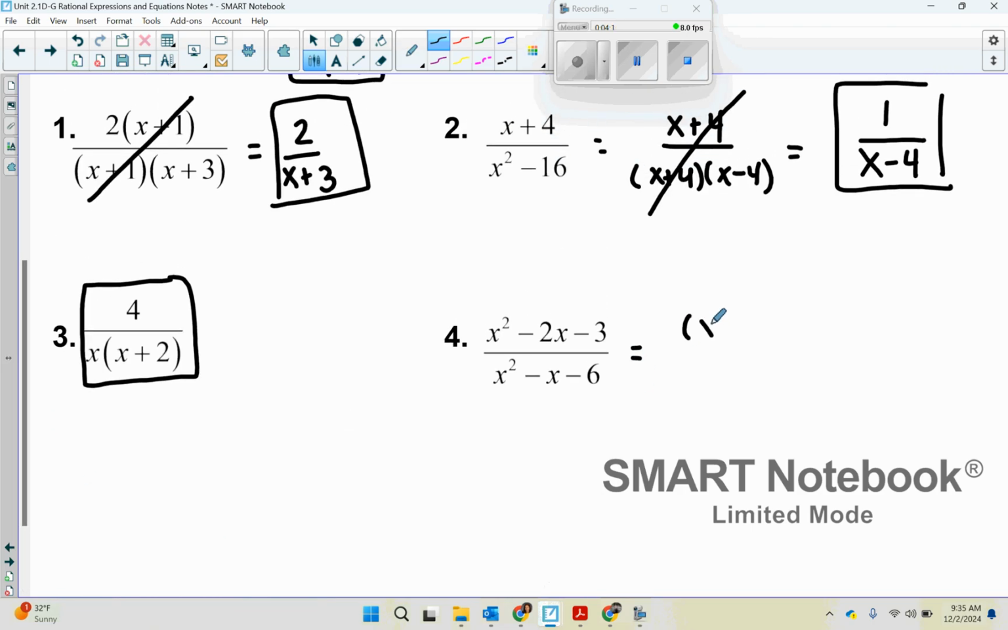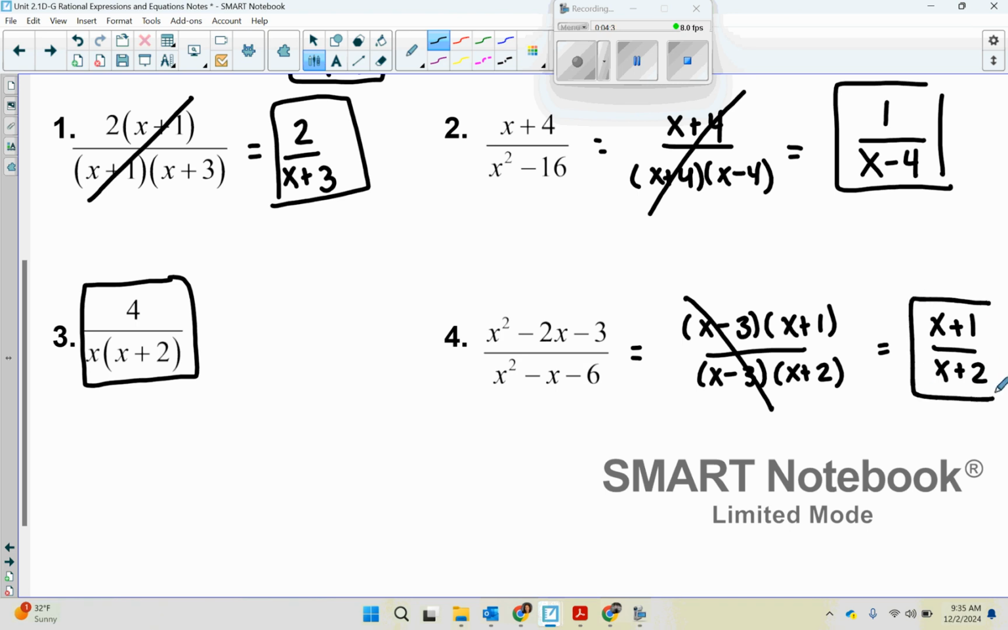And then here I will factor x minus 3, x plus 1 over x minus 3 in this case, and x plus 2. So multiplies to negative 6, adds to negative 1, multiplies to negative 3, adds to negative 2. We can cancel the x minus 3's, so I'm left with x plus 1 over x plus 2. Okay, so just another practice. I know we did a lot of this in the last section, finding our holes, factoring, but a refresher, make sure it's in simplest form.